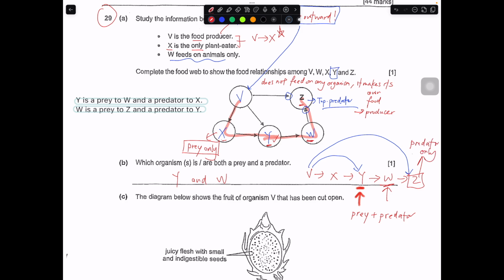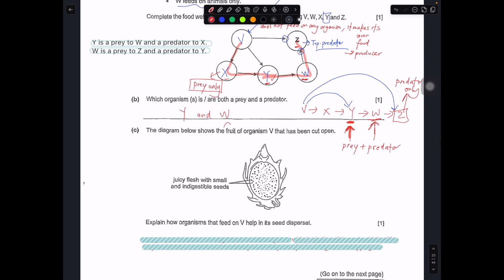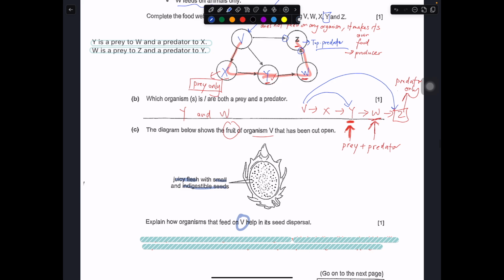So this is actually how you relook if you were to put them into a food chain that looks like this. So prey and predator is W and Y. So the diagram below shows a fruit of organism V that has been cut open. You take a look at the information: juicy flesh, small indigestible seed. How do organisms that feed on W help in its seed dispersal? So the focus is how the fruits of V get dispersed.